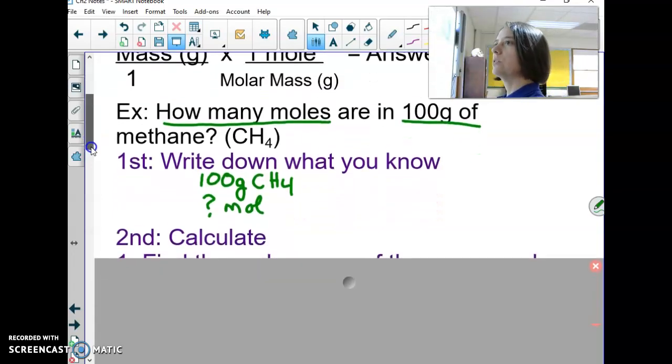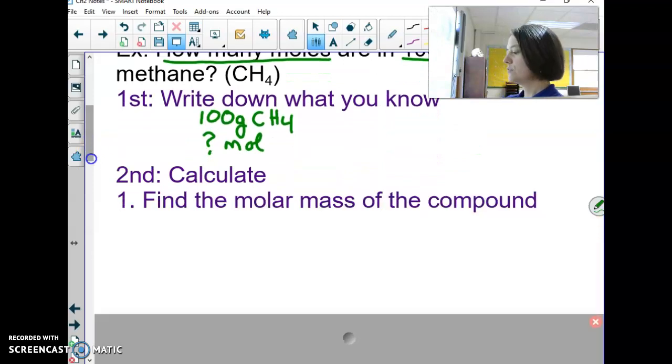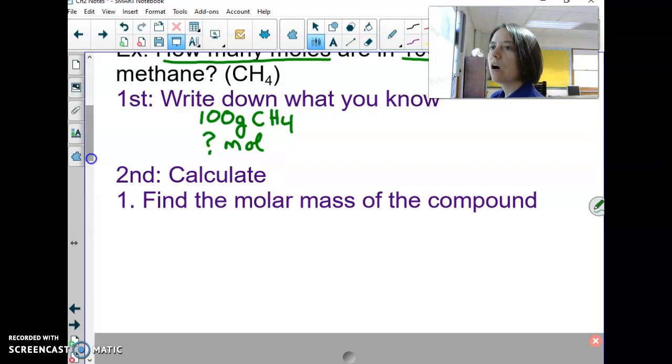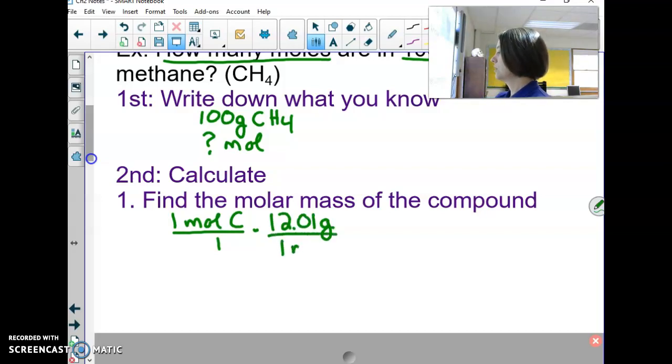Okay, the second step is to calculate, and we're going to first find the molar mass. And if you recall from our last video, to find the molar mass you find the molar mass of each element and then multiply it by the subscript of that element. So in CH4, we obviously have 1 C. It's not written, but if there's no number, it is 1. So 1 mole C over 1 times the molar mass of carbon, 12.01 grams over 1 mole.